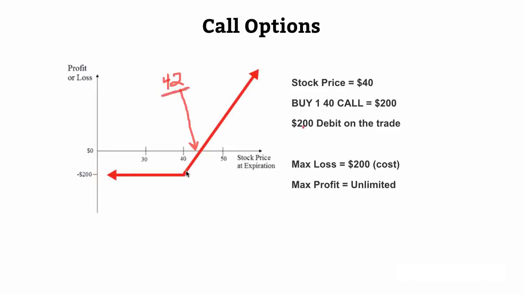You'll start making money as the stock goes beyond the 40 strike, but you really won't make any money net of your cost to get into the trade until the stock moves beyond $42. Okay, so hopefully that's a really good example of a basic long call option.